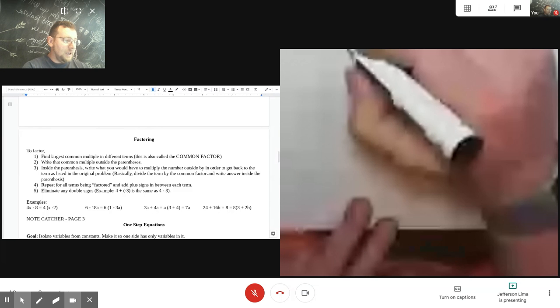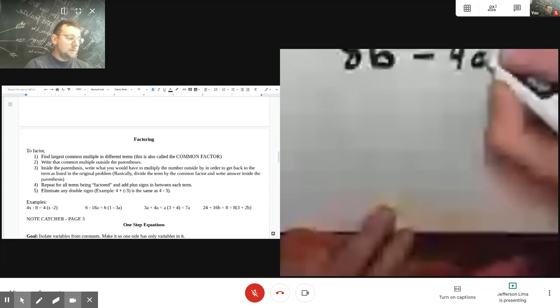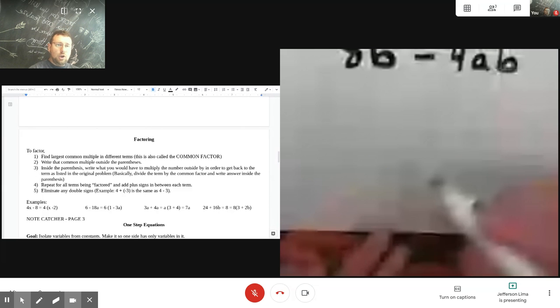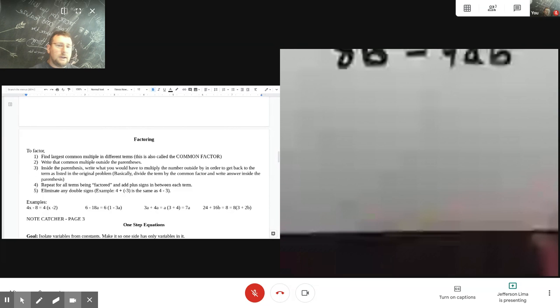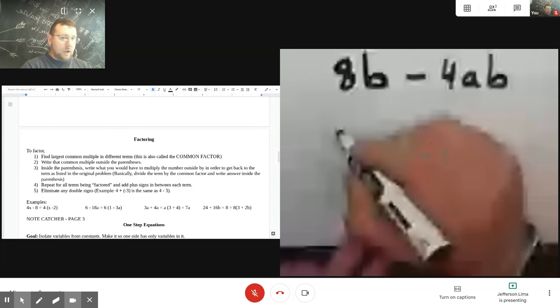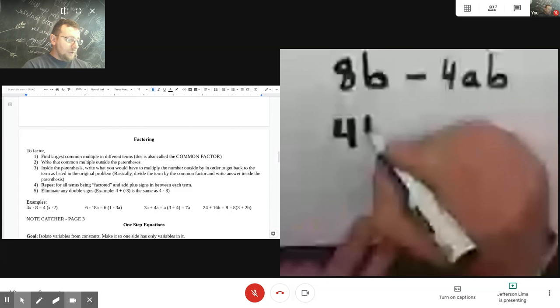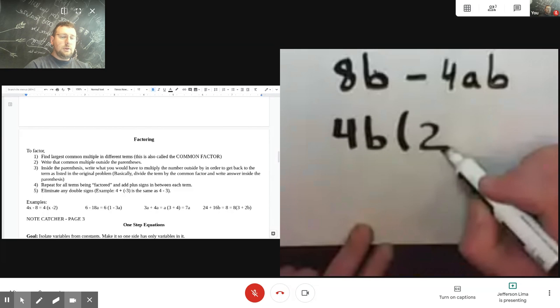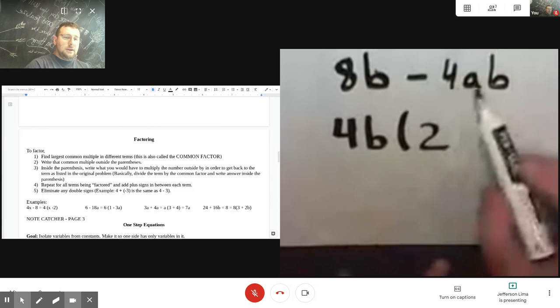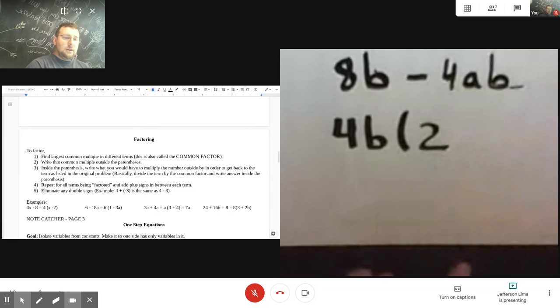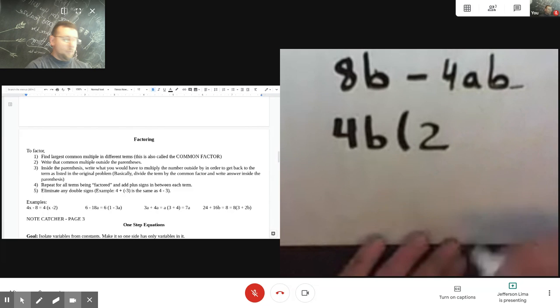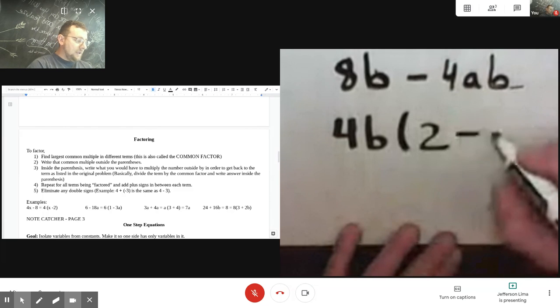So, for example, if you had 8b minus 4ab, and you're trying to factor that out, well, you can notice that the b is in both terms, but so is the 4. You can find a 4 and a b on both terms. So I'm going to write 4b outside. 8b divided by 4b is just 2. And then negative 4ab divided by 4b is just negative a.